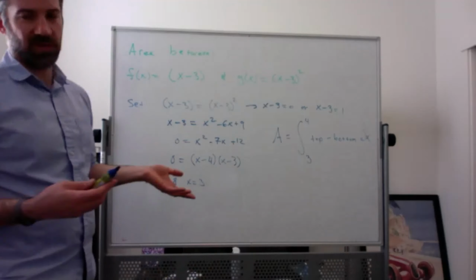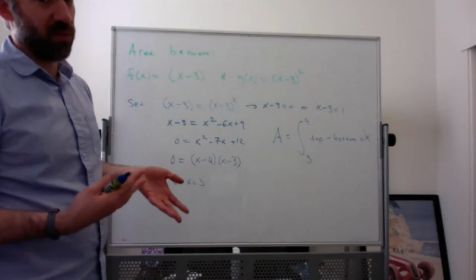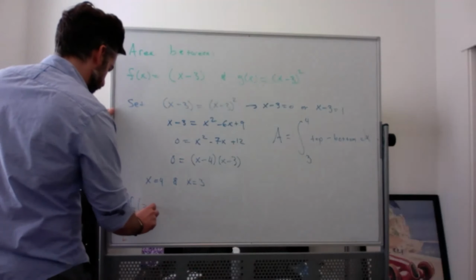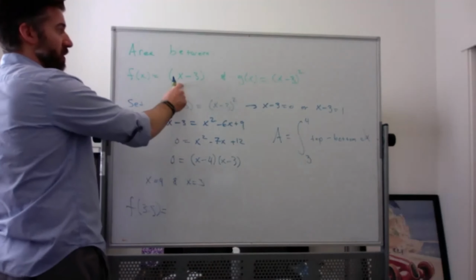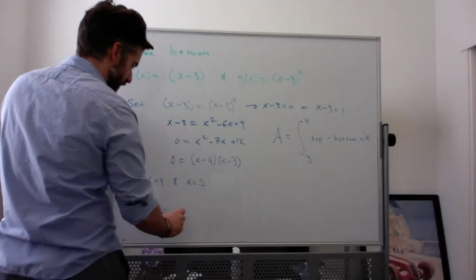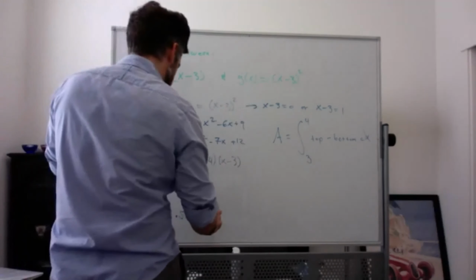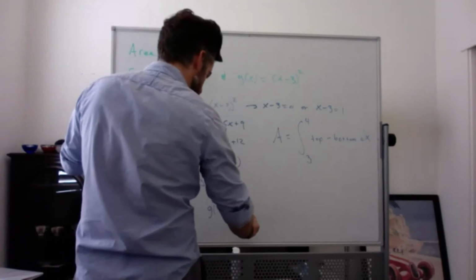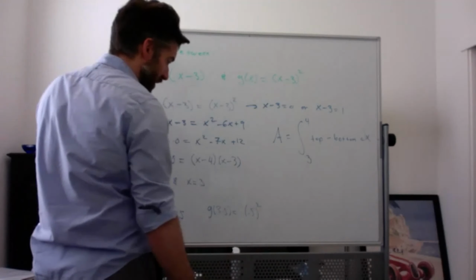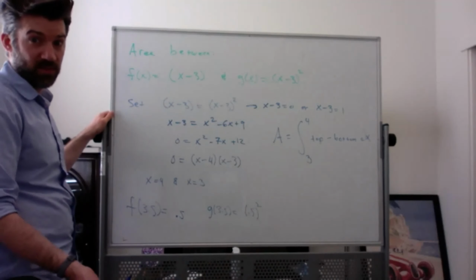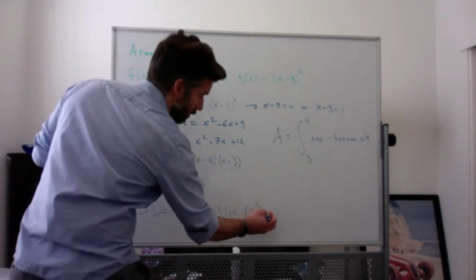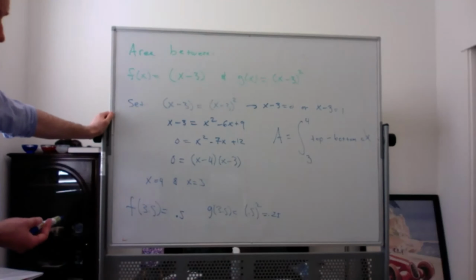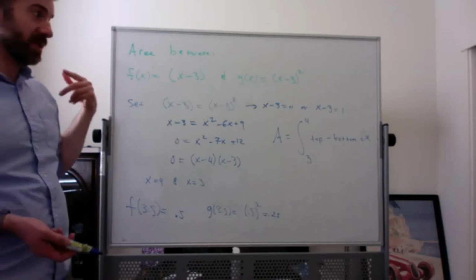Unfortunately, between 3 and 4, we don't have an integer, so I'm going to pick 3.5. I plug in 3.5 here. f of 3.5 is going to be 3.5 minus 3, which is just 0.5. g of 3.5 is going to be 3.5 minus 3, which is 0.5 squared. And 0.5 squared is actually smaller, right? That's a quarter. So in this particular interval, the f function, x minus 3, is the bigger one.